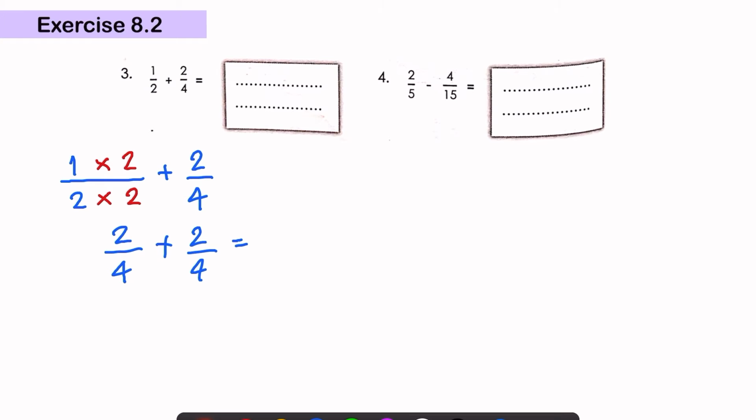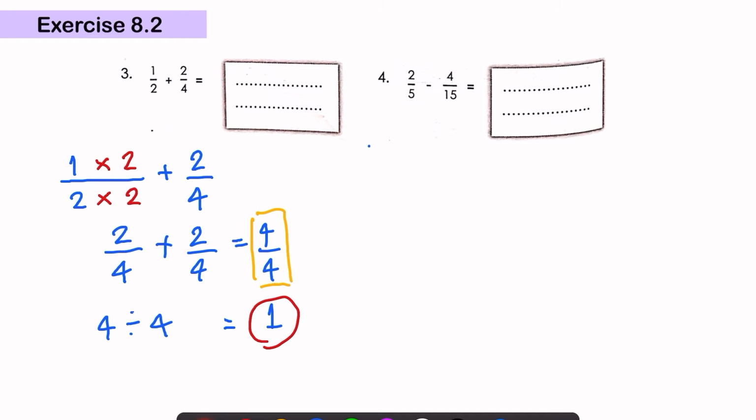Okay, can you tell me what is the answer? 4 over 4. Now, is 4 over 4 a proper fraction or an improper fraction? Okay, 4 over 4 is an improper fraction. So as I said, you cannot just leave it like that. You have to work it out. Okay, 4 divided by 4 equals 1. Okay, this is the correct answer.